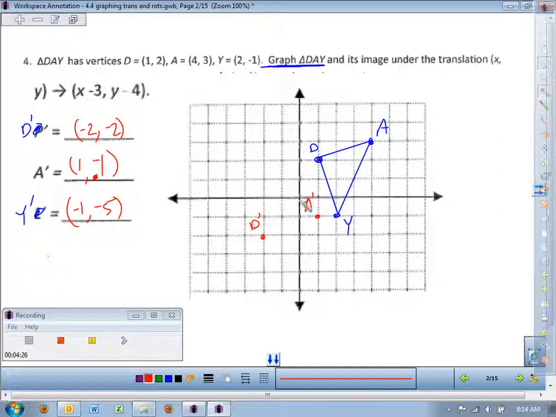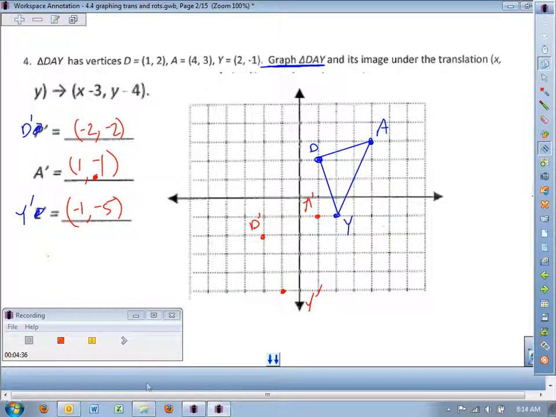And Y prime, negative 1, 5. Negative 5, 1, 2, 3, 4, 5. Y prime. Connect the dots in red. And remember, this is a translation, so A, B, C, D is preserved. Angle measure between is preserved, collinearity and distance, and the same thing with orientation.